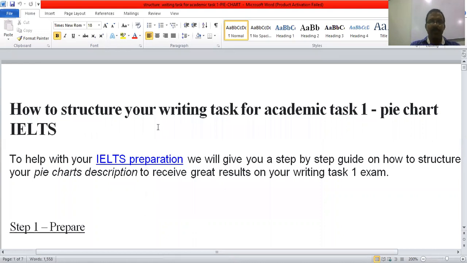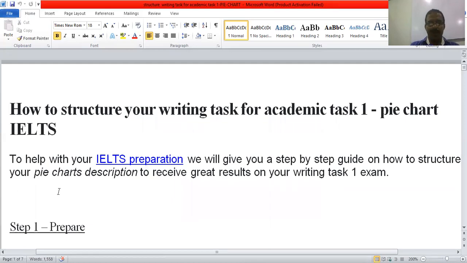So today we are going to discuss how to structure your writing task for academic Task 1. And we are specifically discussing the pie chart. Okay. So in IELTS writing, there is Task 1 and Task 2. And in Task 1, you have to write about a line graph, a table, a bar chart, a map, and a process diagram.